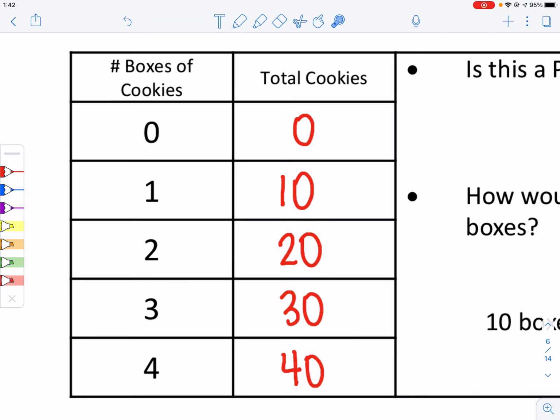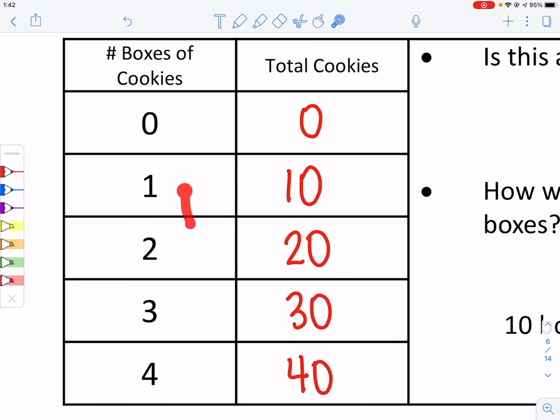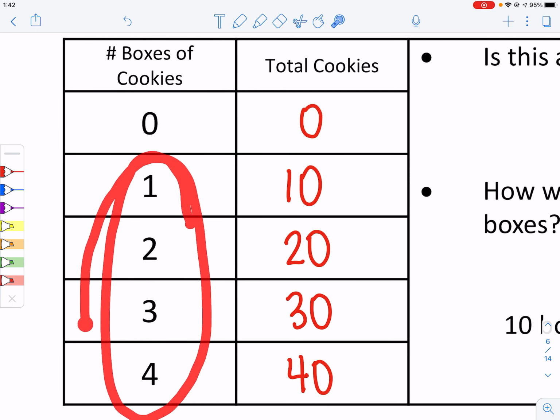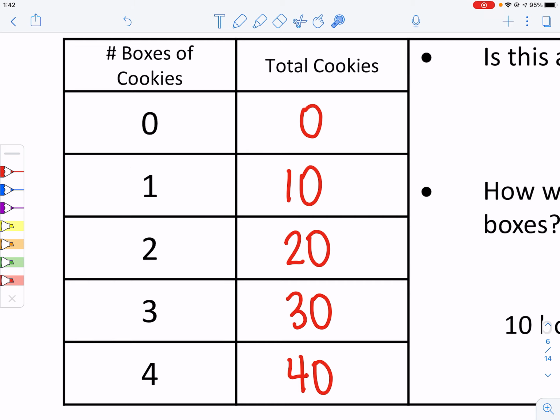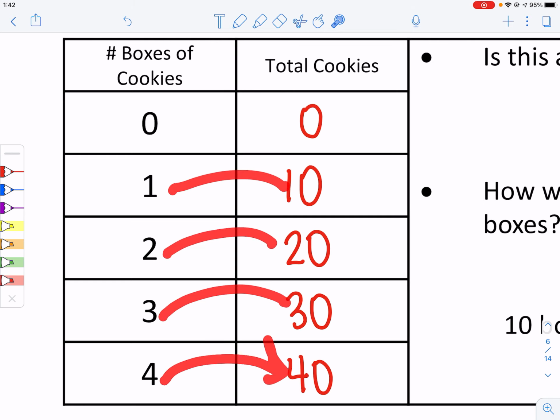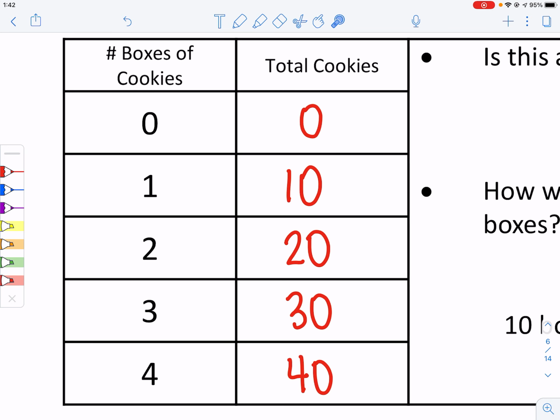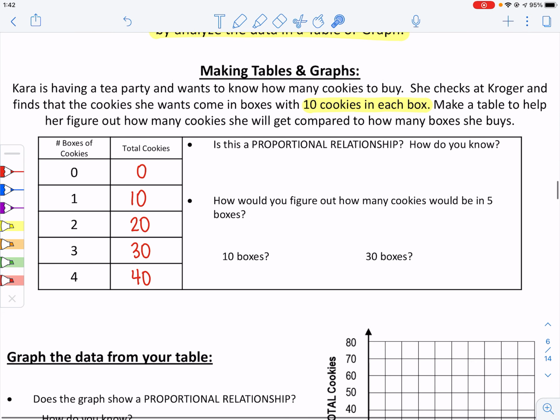So when you're making this table, we're just looking at the number of boxes that she buys, and then multiplying it by 10 to figure out how many total cookies she'll end up having. So 1 times 10 is 10. 2 times 10, 3 times 10, and 4 times 10 gives us the number of cookies that she would end up having. Okay, so here they're asking me, is this a proportional relationship?